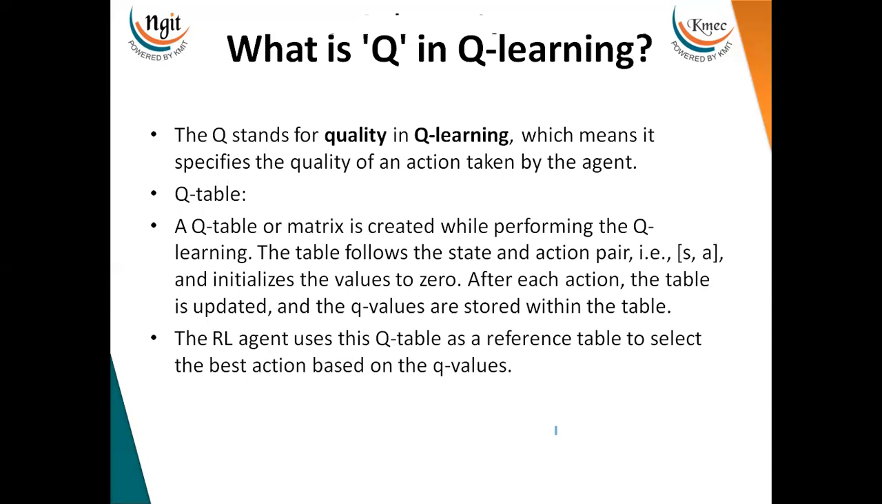So what does the Q in Q learning stand for? Q is quality. Now in reinforcement learning, what is our quality? The quality is defined by the reward. That reward we want maximum. So the actions which are giving me the maximum reward, those actions I want to store in a sequence. And this sequence is defining my policy. So the rewards will be stored in the Q table, that is a matrix. So it is storing the pair of the state and action. So the Q table is a reference to select the best action based on the Q values.